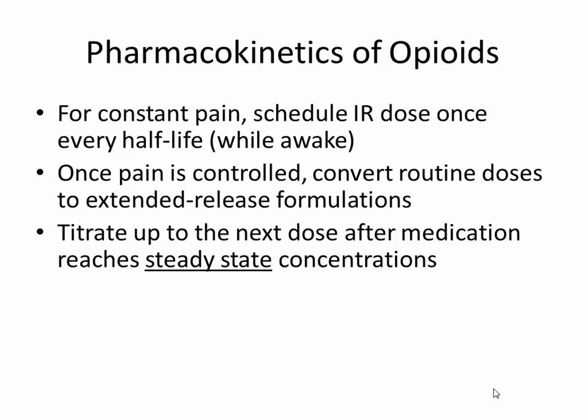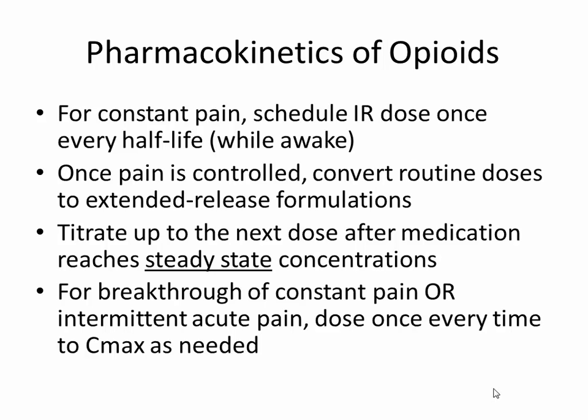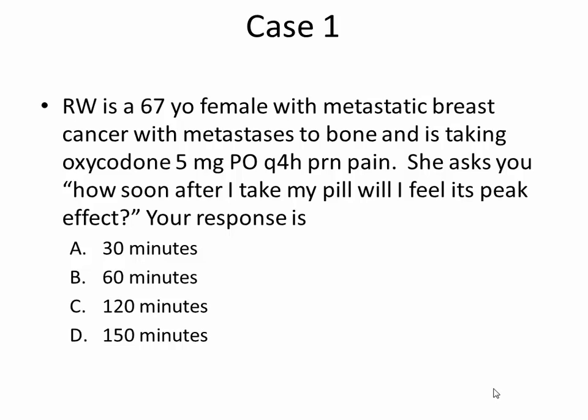Now, regardless of what formulation you start, you have to know the half-life of these formulations, because then you do 5 times the half-life, and that's the time when it reaches steady state concentration, and that's the time when you can titrate up the dose. For breakthrough of constant pain, or if you just have intermittent acute pain, you can dose an opioid once every time to Cmax as needed. All right, so let's see if all of this made any sense.